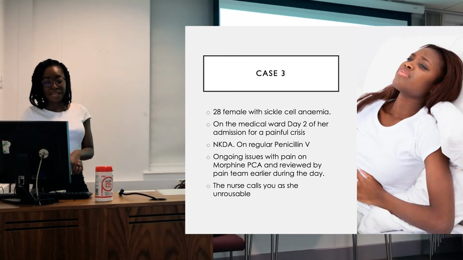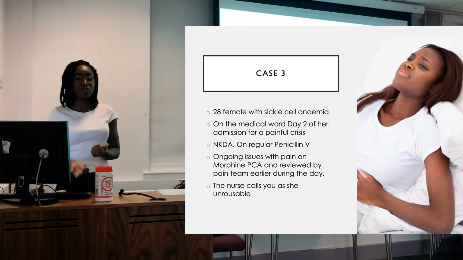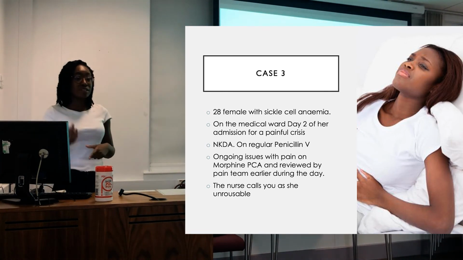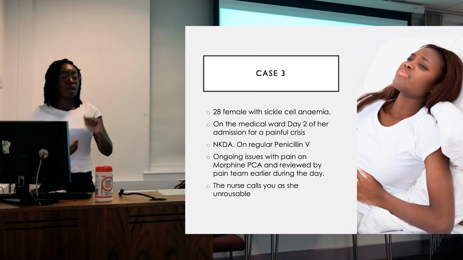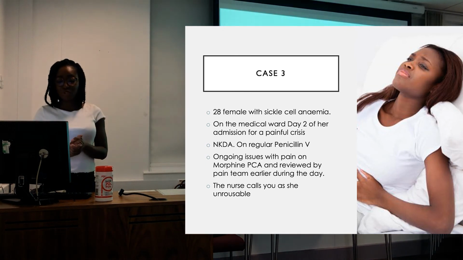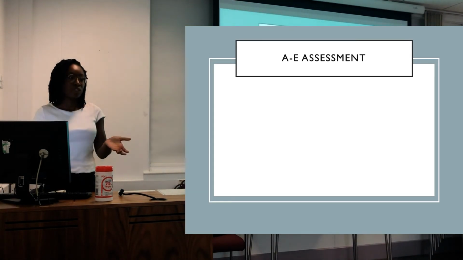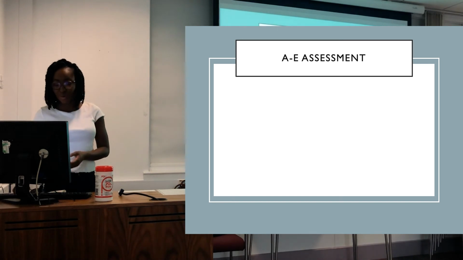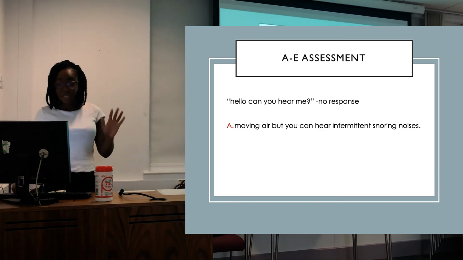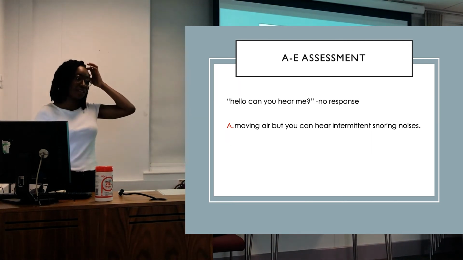Ongoing issues with pain, so she's got a morphine PCA, and she's been reviewed by the pain team earlier during the day, and they actually increased the morphine PCA bolus to 2 milligrams instead of 1 milligram. The nurse calls you as she is unrousable. And you're going to start your A to E assessment. So A, hello, can you hear me? There's no response. You can see that she's moving air, but you can hear intermittent snoring noises. What are you going to do?